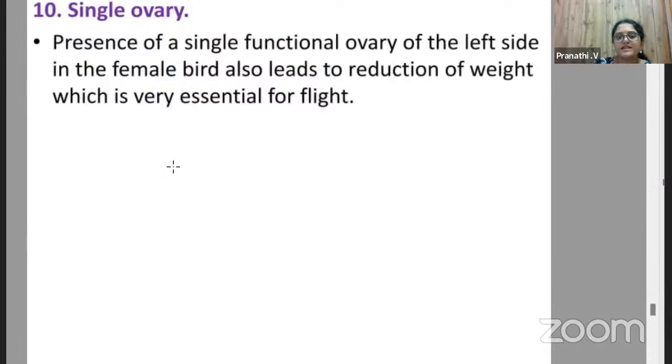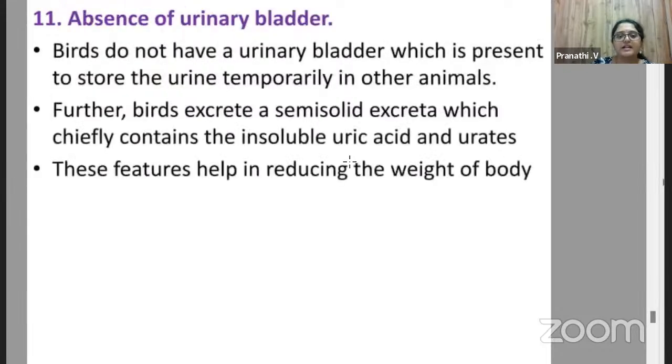You have only one single functional ovary on the left side. This is there to reduce the weight of the bird. So when it is lighter, in fact, it is able to fly for a larger distance and at a higher level. And there is no urinary bladder. So different kinds of organs are either very much vestigial or, in the sense, they are reduced.